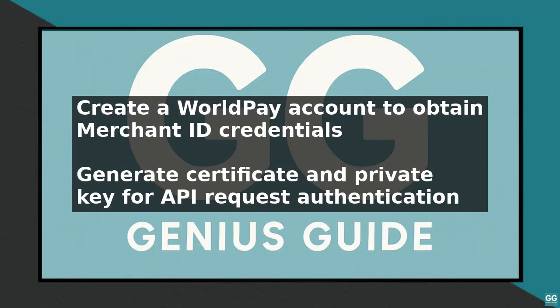To authorize the WorldPay SOAP API, you need to follow a series of steps to ensure secure and successful integration. First, you need to create a WorldPay account and obtain your merchant ID and other necessary credentials. Next, you will need to generate a certificate and private key which will be used to authenticate your API requests.